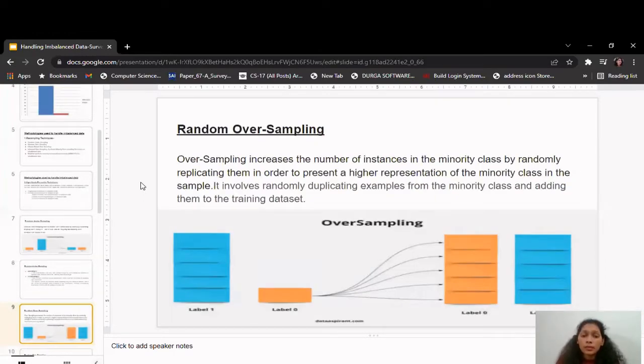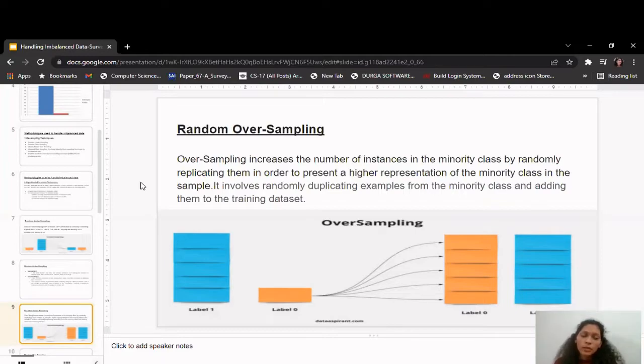Major technique that is used is random oversampling. So here what we do, we simply replicate the underprivileged class, or we can say the class that was having lesser number of records. We copy the number of records and try to make it even to the class that has more records.